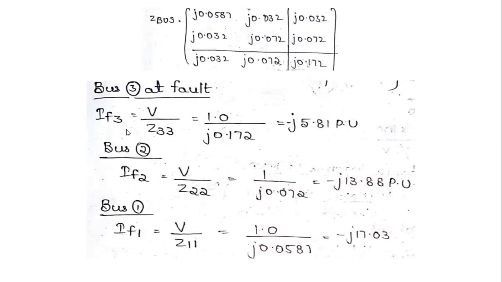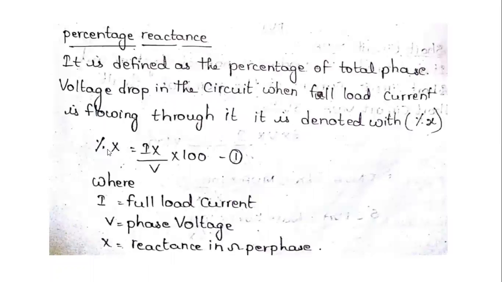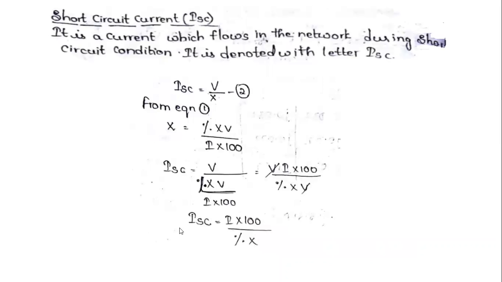These are the fault current calculation methods and problems. This is IF3, IF2 and IF1. These are the fault currents, and these are the formulas for calculating the short circuit currents. Understand?